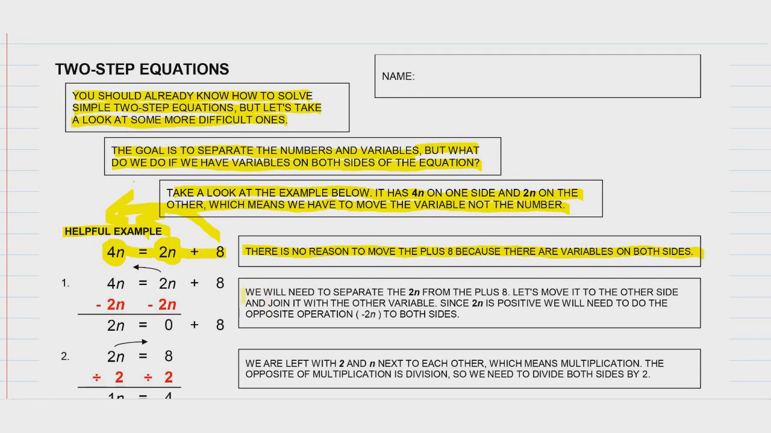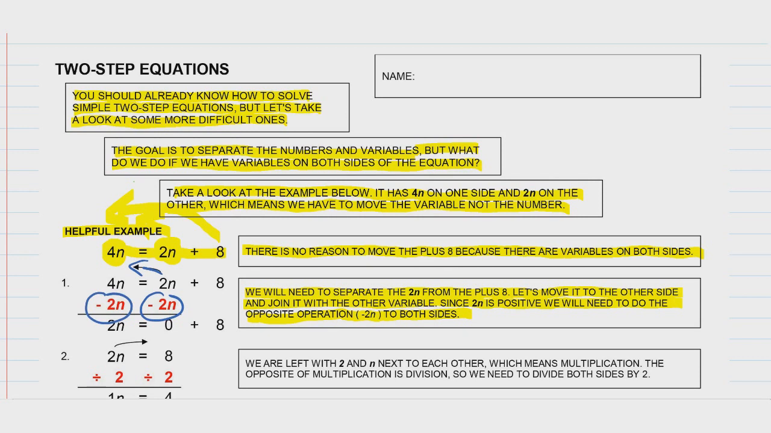And it says right here, we will need to separate the 2n from the plus 8. Let's move it to the other side and join it with the other variable. Since 2n is positive, we will need to do the opposite operation, which is negative 2n, to both sides. And as you can see right here, they took the 2n right here, and they sent it over. And since you're sending it to the opposite side, you're going to do the opposite operation, which is minus 2n.